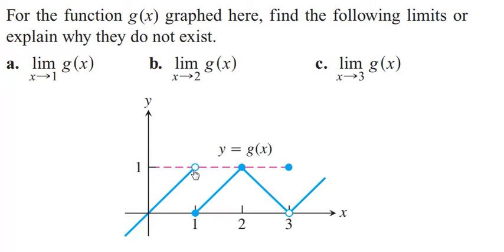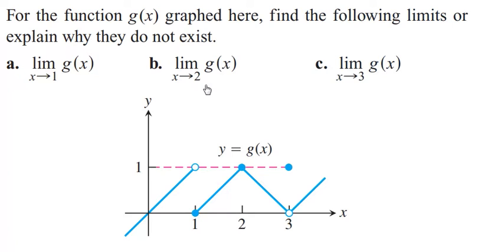So from the left, g(x) approaches 1, and from the right, g(x) approaches 0. So we have two different numbers from the right and the left, so the limit doesn't exist. There is no single number, and we say there is no limit.